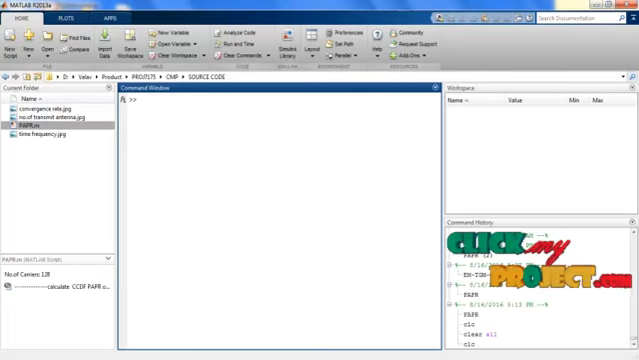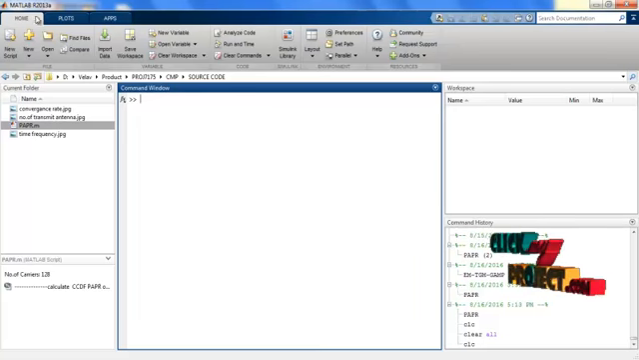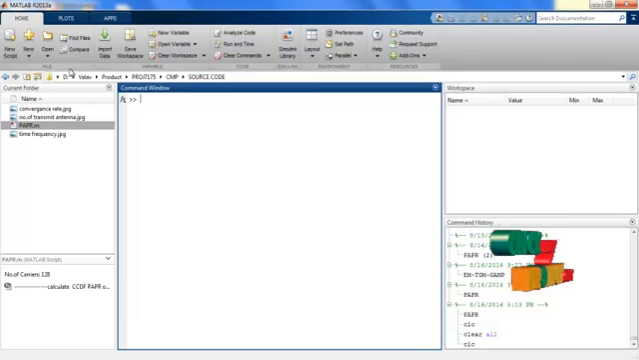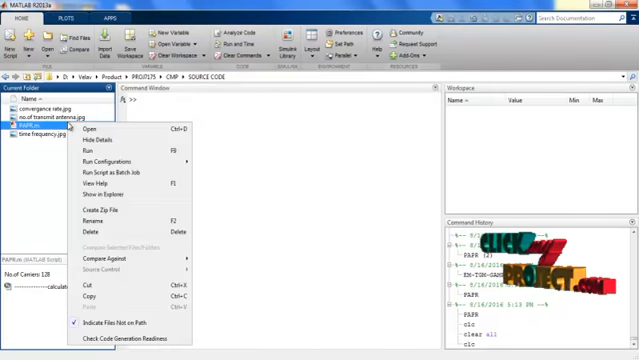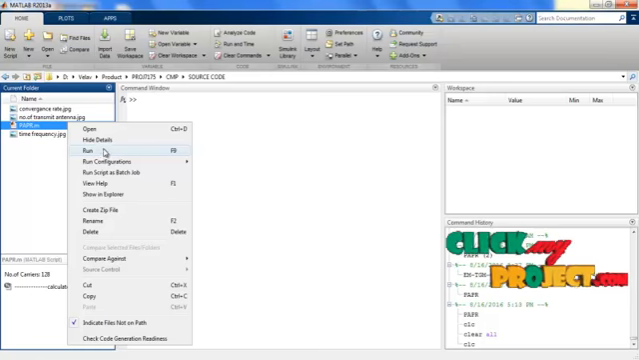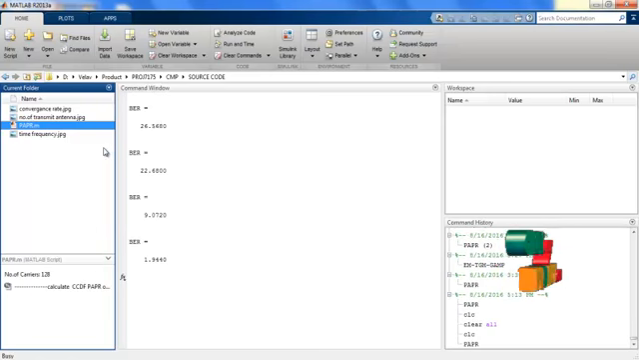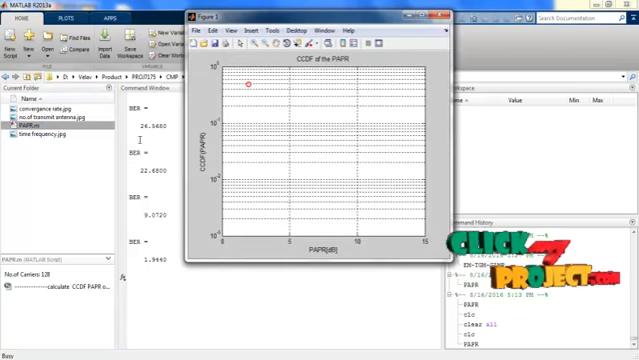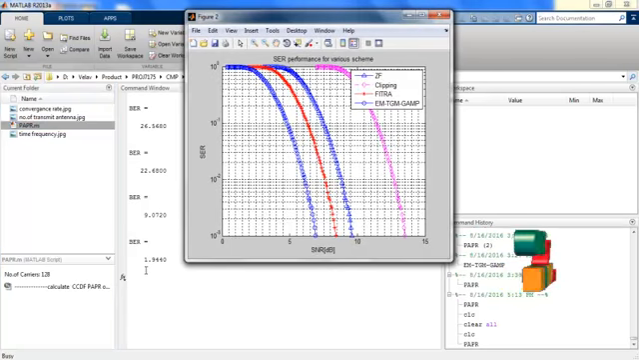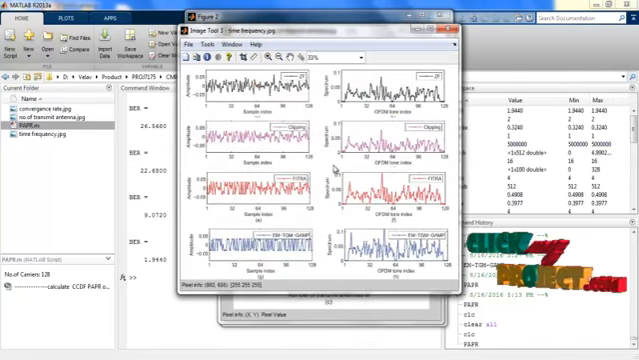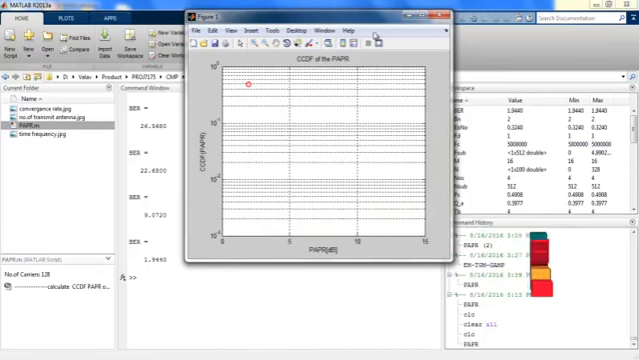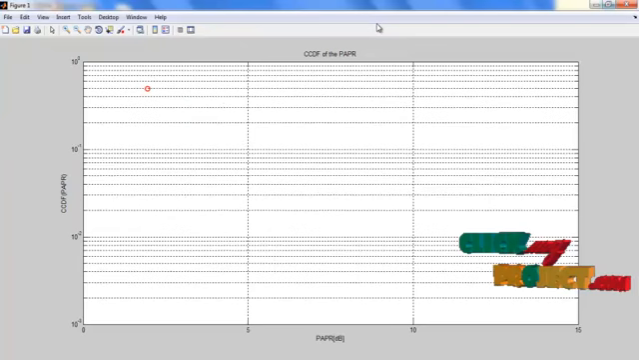Next we see how our product works. In our product we are using the MATLAB tool. MATLAB 2013 version is being used. Now run our product by right clicking over run. The BER values for our product, that is the bit error rate, are obtained. Now the graphs are being generated. Now let us see the graphs one by one.